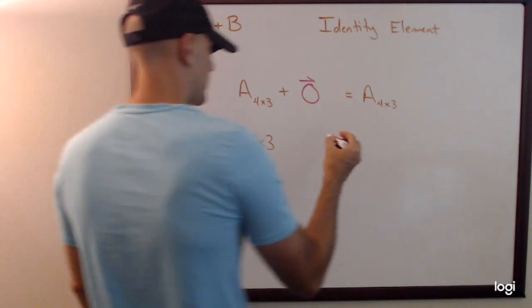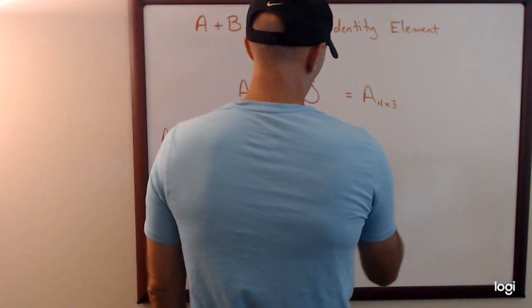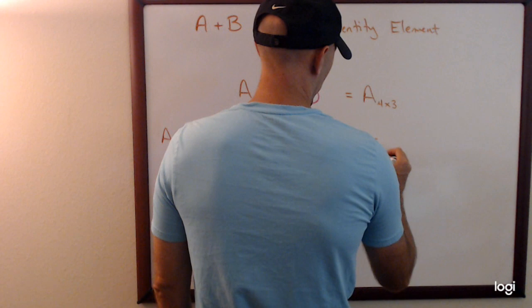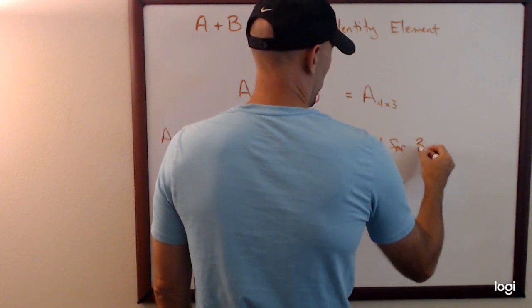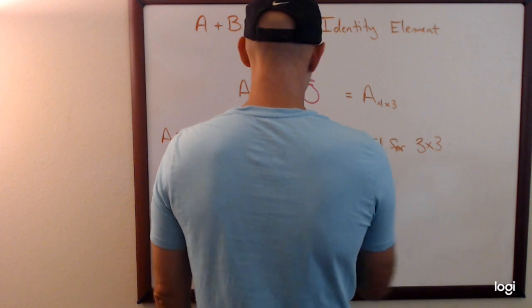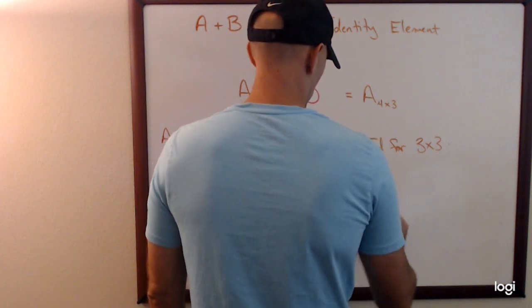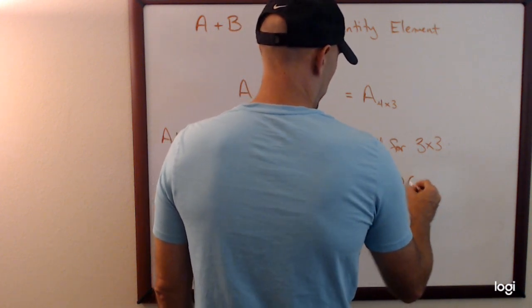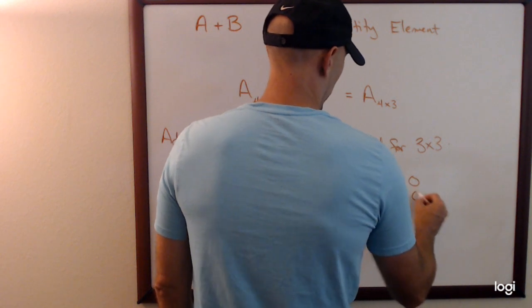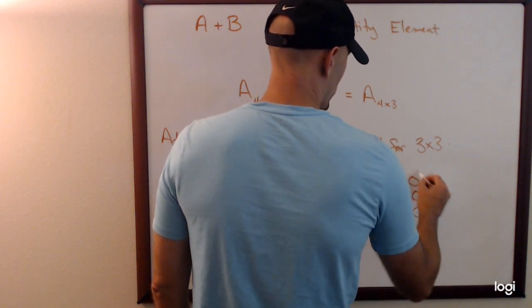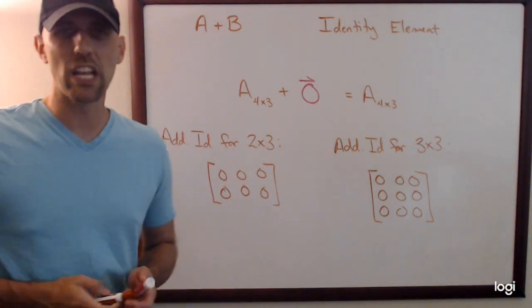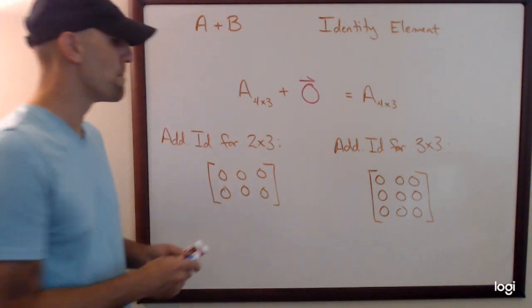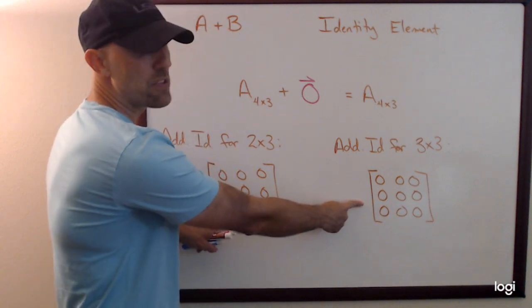But the additive identity for, let's say, 3 by 3 matrices is just going to be the 3 by 3 matrix, again with zeros everywhere. And again, that makes sense, but the thing I want to point out here is these are not the same matrix.